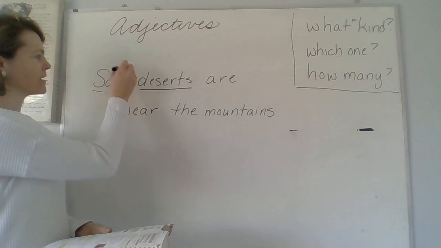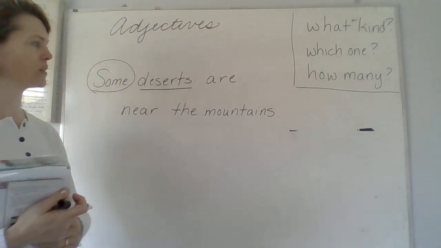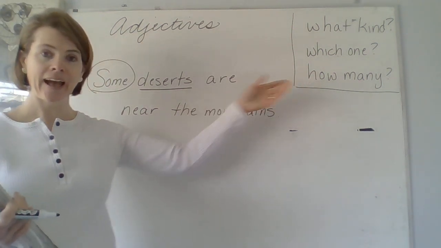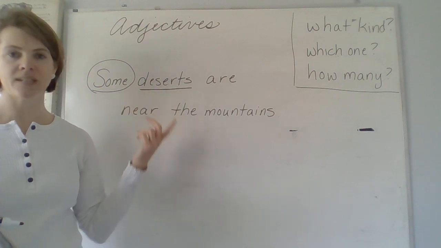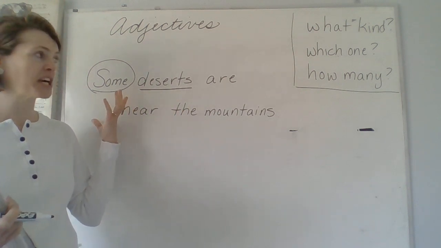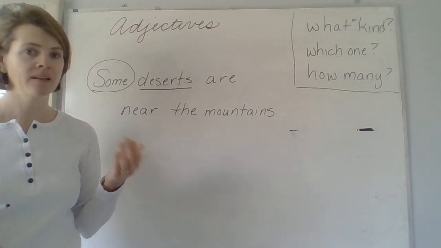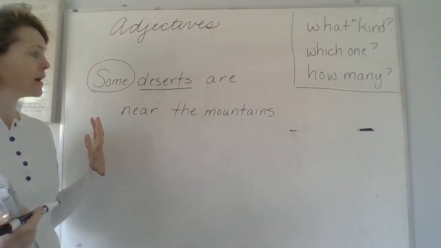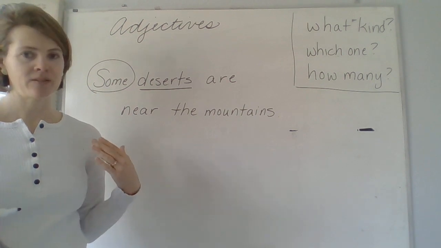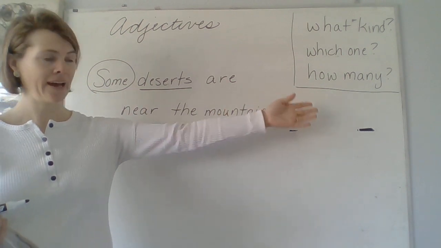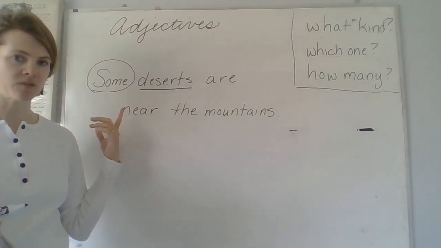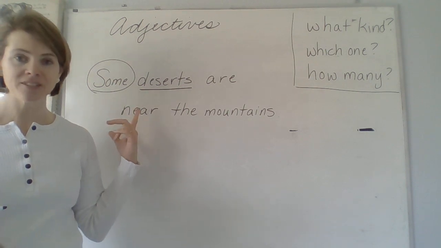Some, right there. Some answers the question, how many? How many deserts? Some deserts. I could have said 10 deserts are near the mountains. That would also tell me how many. I could have said many deserts are near the mountains. That would be another answer to how many. But some answers it this time. So some is my adjective.